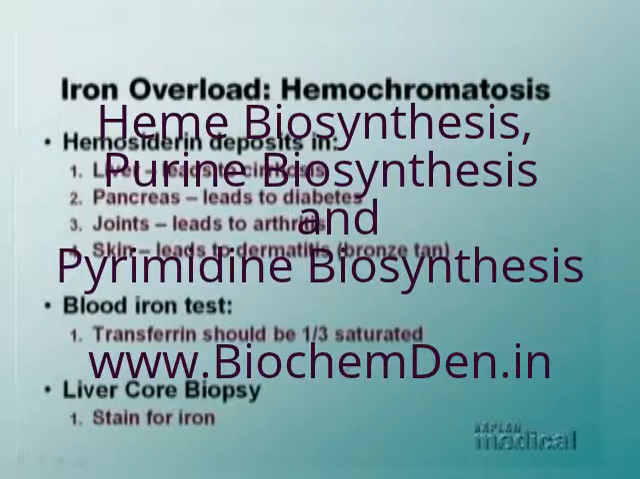And as far as the blood test goes, the transferrin typically should be about 1/3 saturated. But in a hemochromatosis patient, this iron binding capacity is going to go way up. It's going to go way up above 50%. So that's indicative of hemochromatosis. That liver core biopsy and staining for iron, that's going to be indicative of hemochromatosis if it's positive.